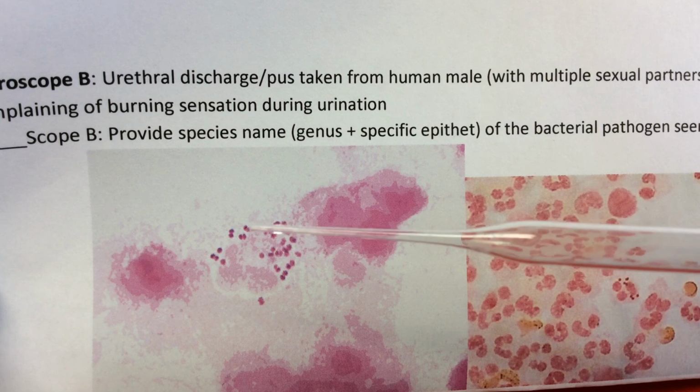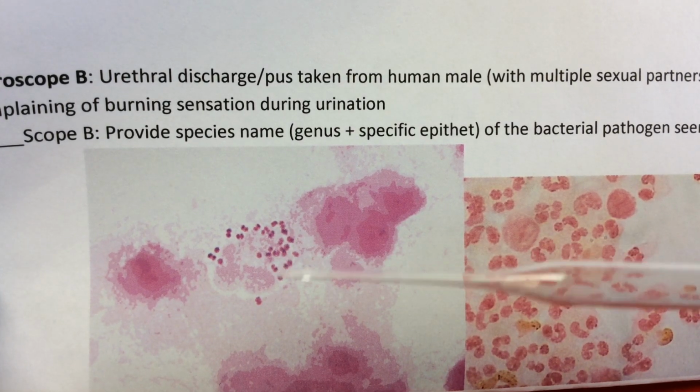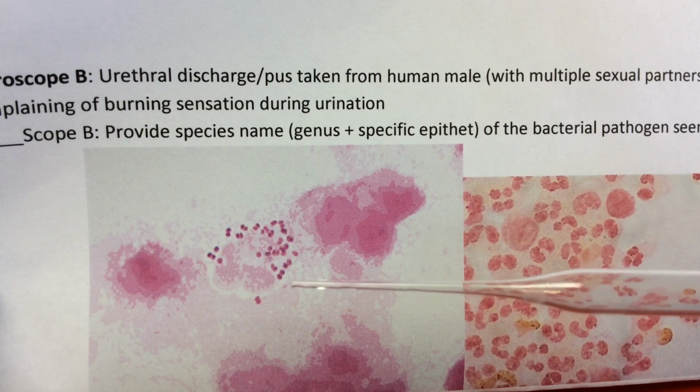On this side is just an enlargement, higher magnification, a little bit harder to see the distinct lobe nucleus of the neutrophil, but we can see how busy this neutrophil has been trying to phagocytize, trying to destroy those invading Neisseria gonorrhoeae.